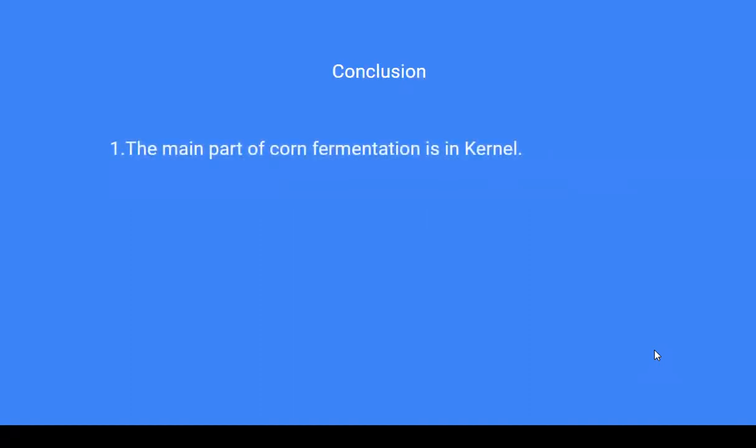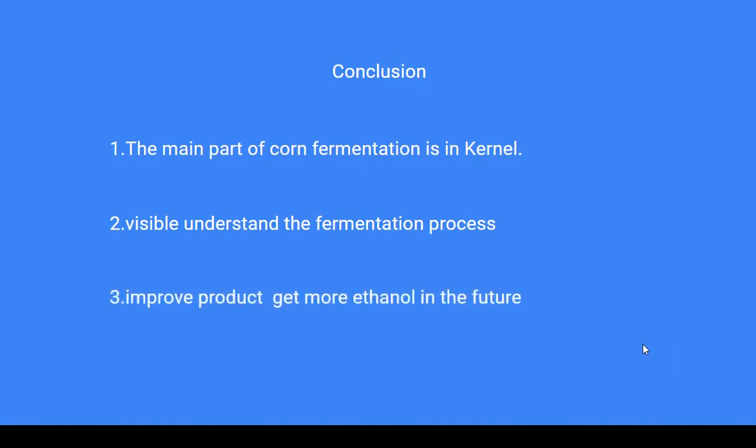And for the conclusion, we can conclude that the main part of corn fermentation is in the kernel because it has a high rate of fermentation. The second is that the visualization helped me understand the fermentation process. The third is that it will improve in the future: scientists will improve some products to get more ethanol, like building new types of corn that can produce more ethanol.